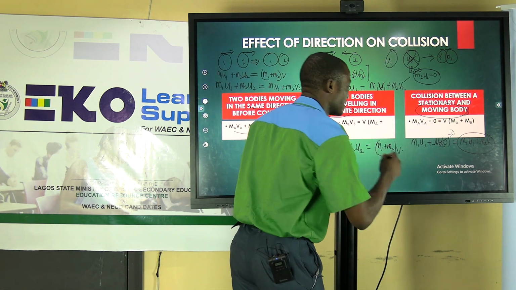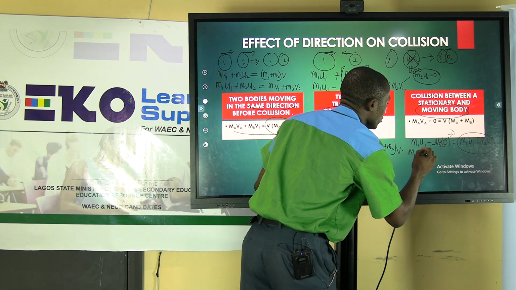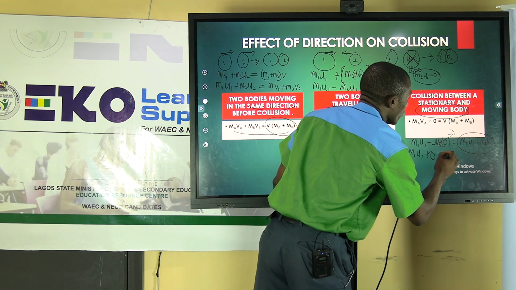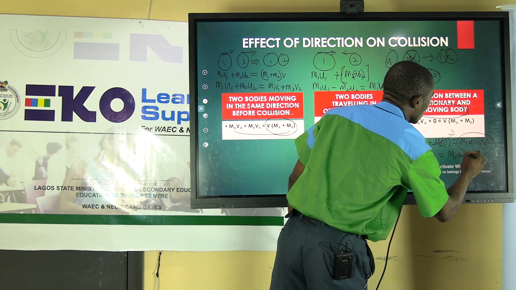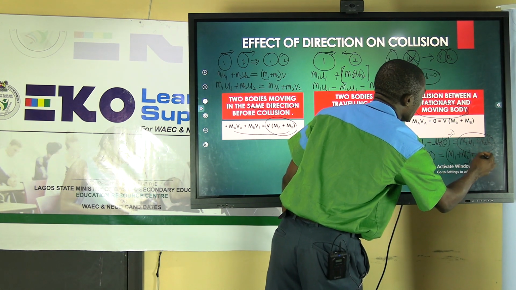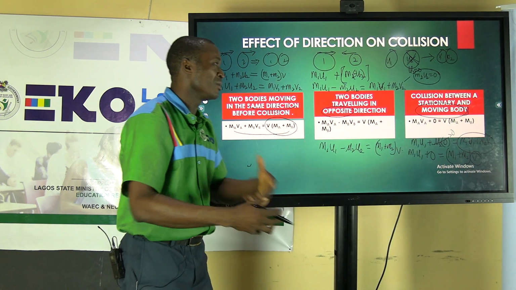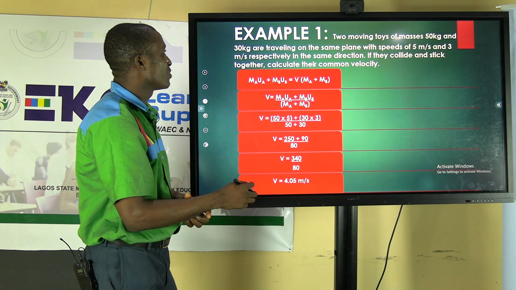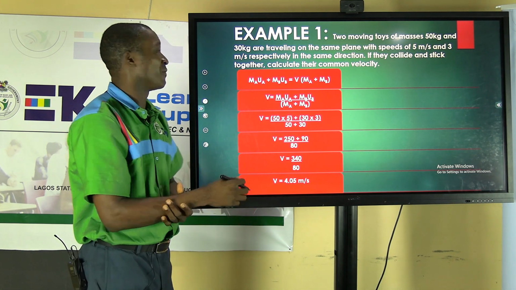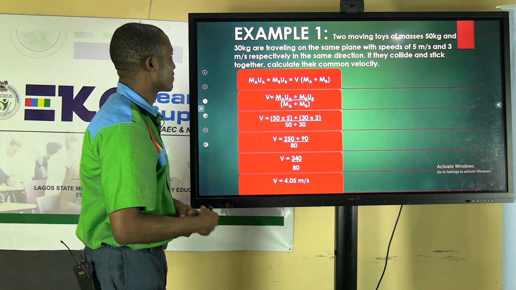But if it is an inelastic collision, it means m1 u1 plus 0 will be equal to (m1 plus m2) all into bracket of v, v being the common velocity because they are moving together. So with this, let's look at a few examples before exercise.